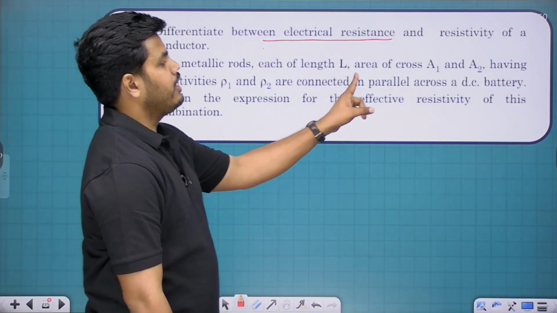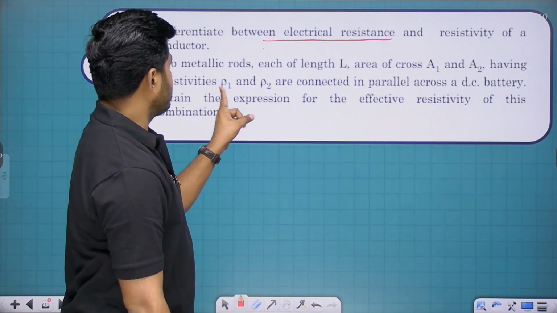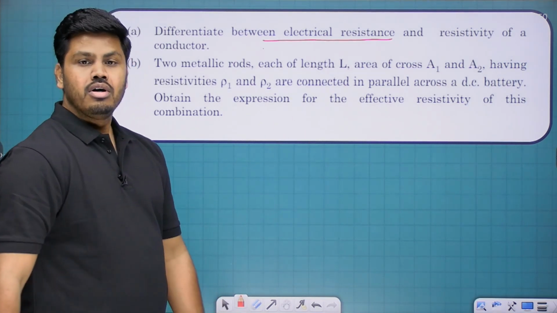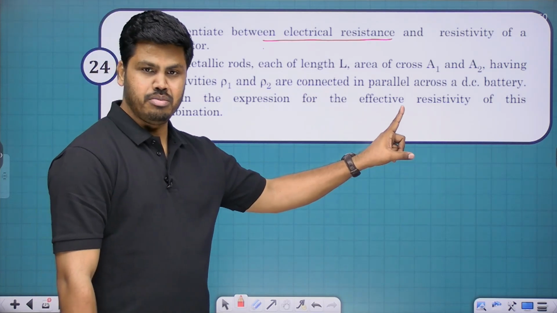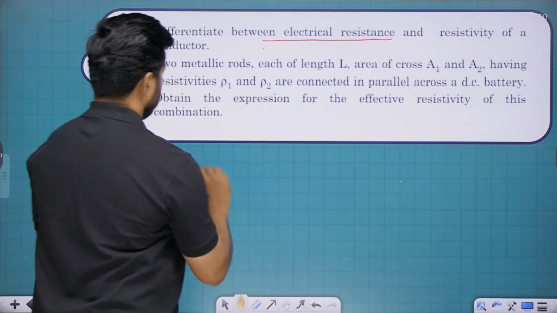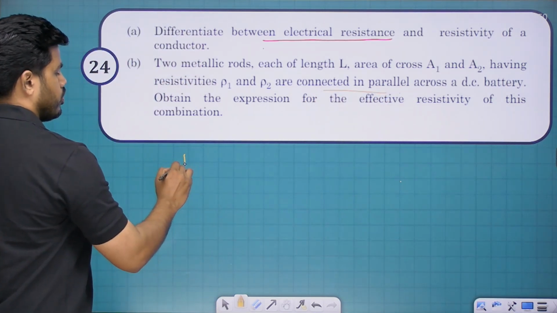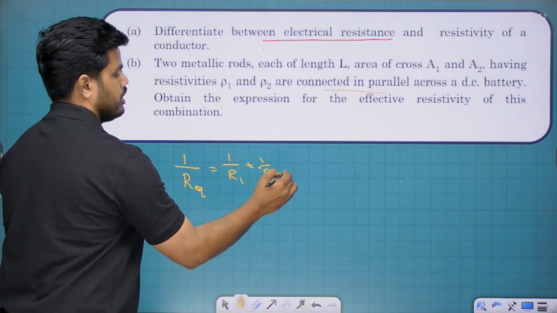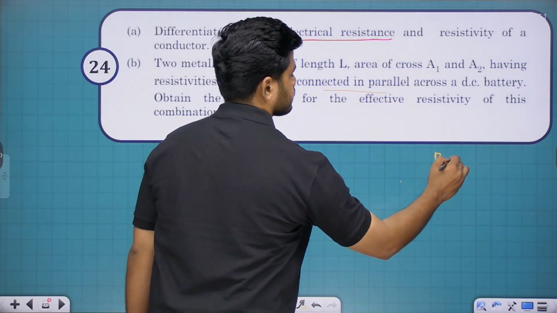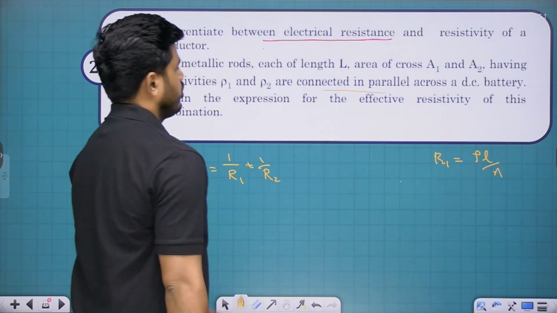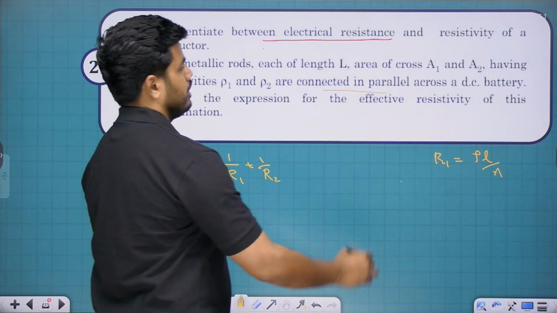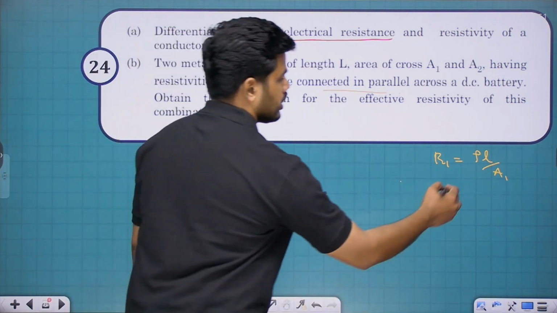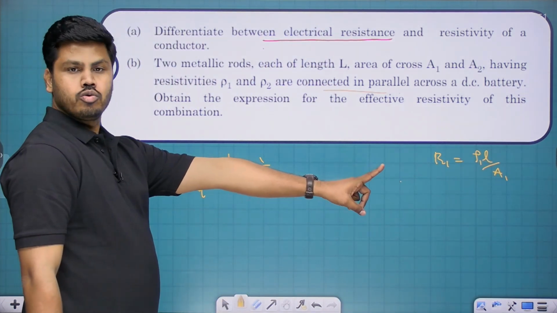Two metallic rods each of length L, area of cross section A1 and A2 having resistivities ρ1 and ρ2 are connected in parallel across a DC battery. Obtain an expression for the effective resistivity of the combination. We have to find out the resistivity of the combination. So we have to find out 1 by R, right? They are connected in parallel. So 1 by R equivalent is equal to 1 by R1 plus 1 by R2. So what is R1? Rho L by A. You are given the same length L, and the areas of cross section are A1 and A2. Their resistivities are ρ1 and ρ2.